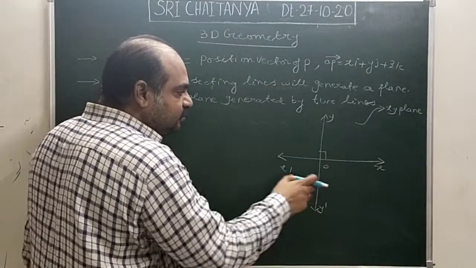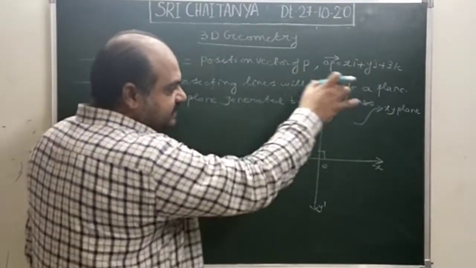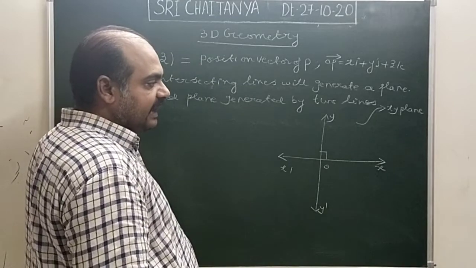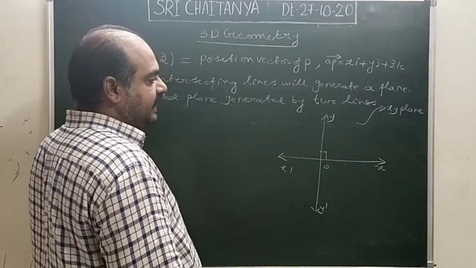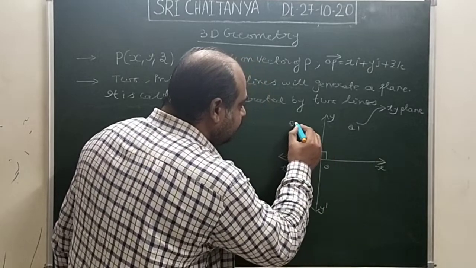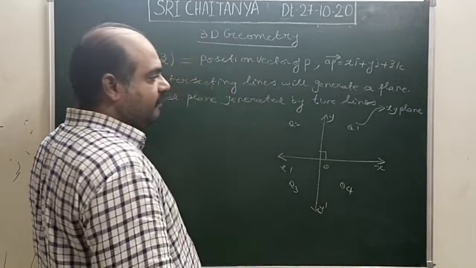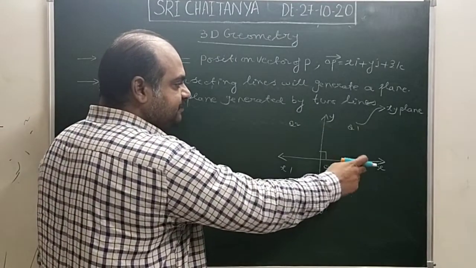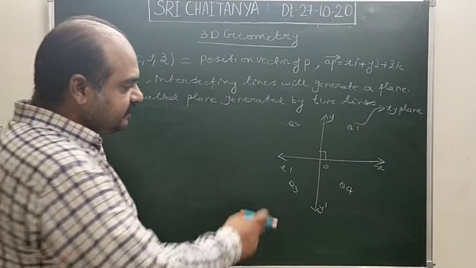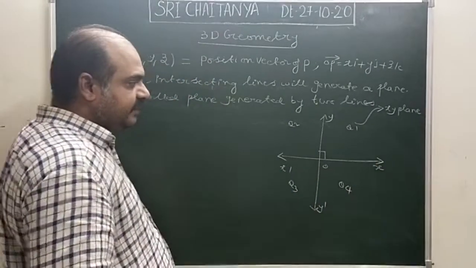Previously, if these two lines are not there, complete space will be there. If you draw two lines in space, they will generate a plane. In that plane, there will be four quadrants. Quadrant 1, x positive, y positive. Quadrant 2, x negative, y positive. Quadrant 3, x negative, y negative. Quadrant 4, x positive, y negative.